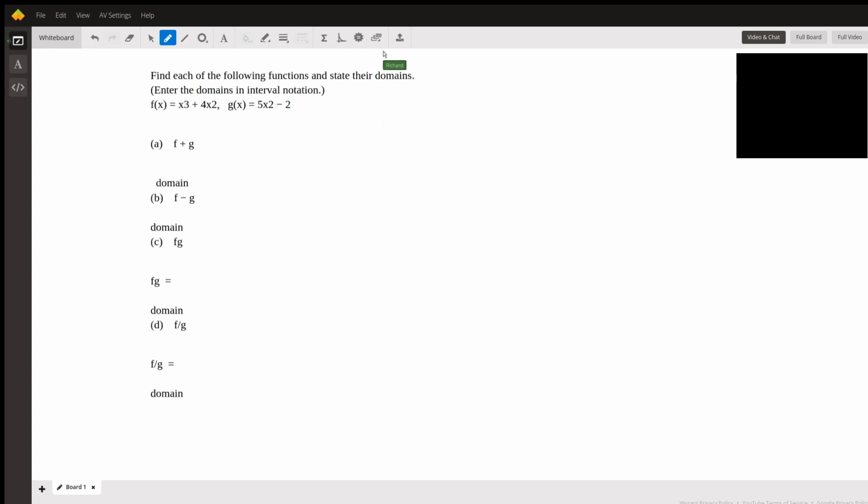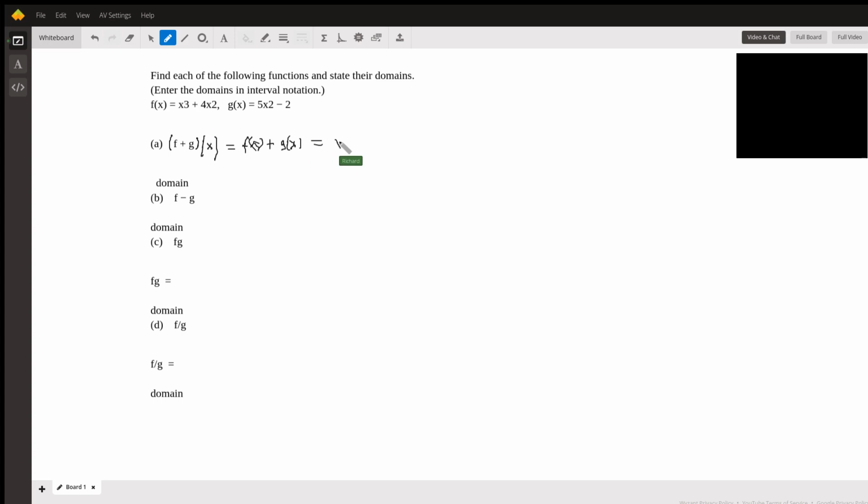All right, so we have two functions, f of x, which is x cubed plus 4x squared, and g of x is 5x squared minus 2. They want to know what f plus g is. So this is supposed to be written f plus g of x, like that, and this is just f of x plus g of x. And so we would just add these two together.